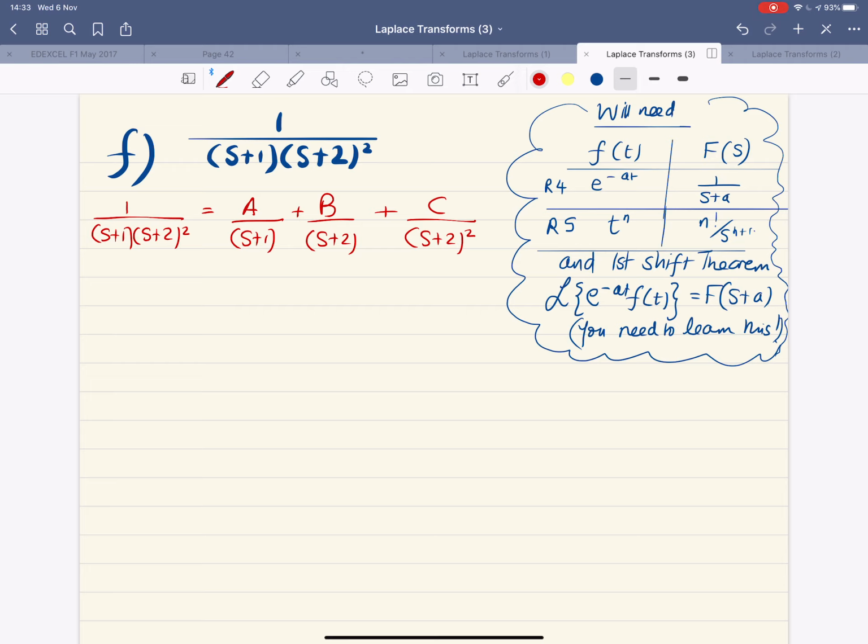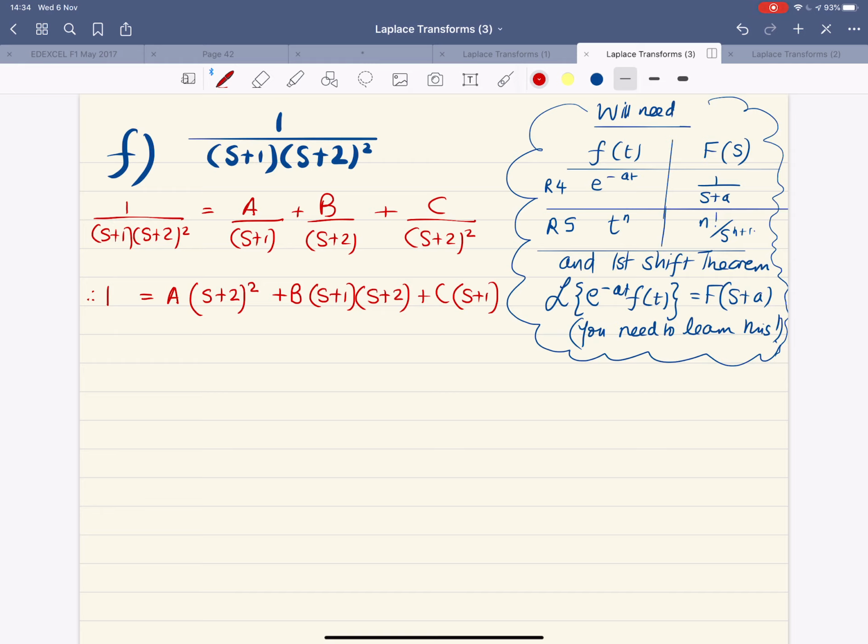Then we multiply both sides by this denominator here, s plus 1, s plus 2 squared. We get 1 is A. Now the s plus 1 is going to cancel there and leave s plus 2 squared. Here, the s plus 2 is going to cancel, so it's s plus 1 times s plus 2. And this one here, it's going to be C times s plus 1. So we need to find the A, B and C.